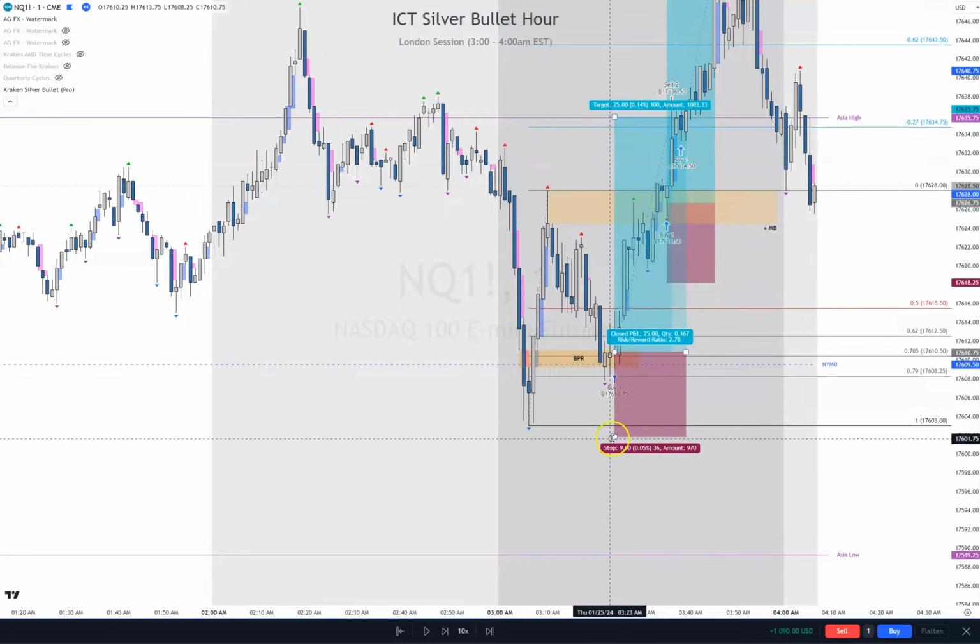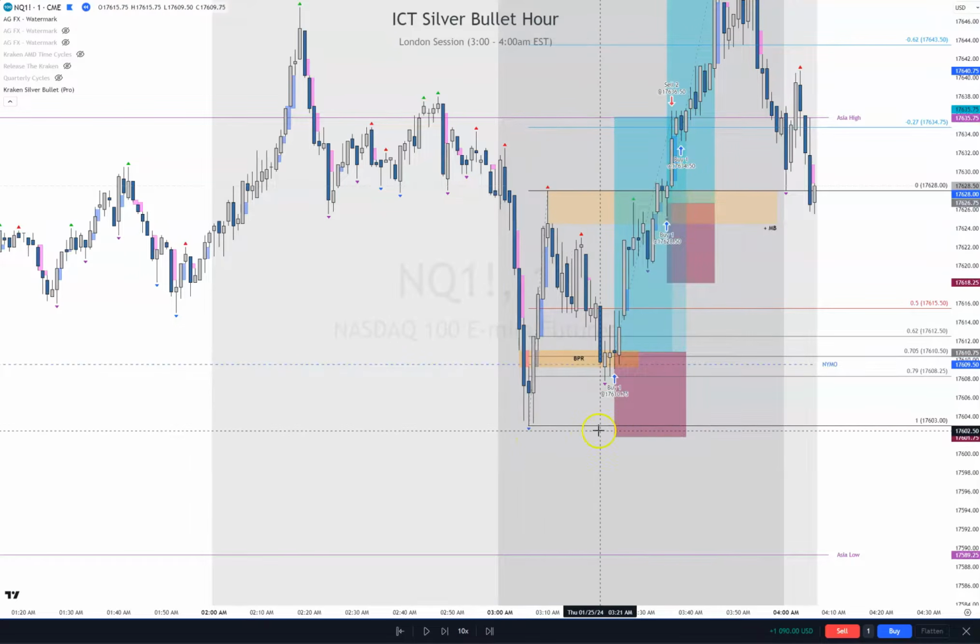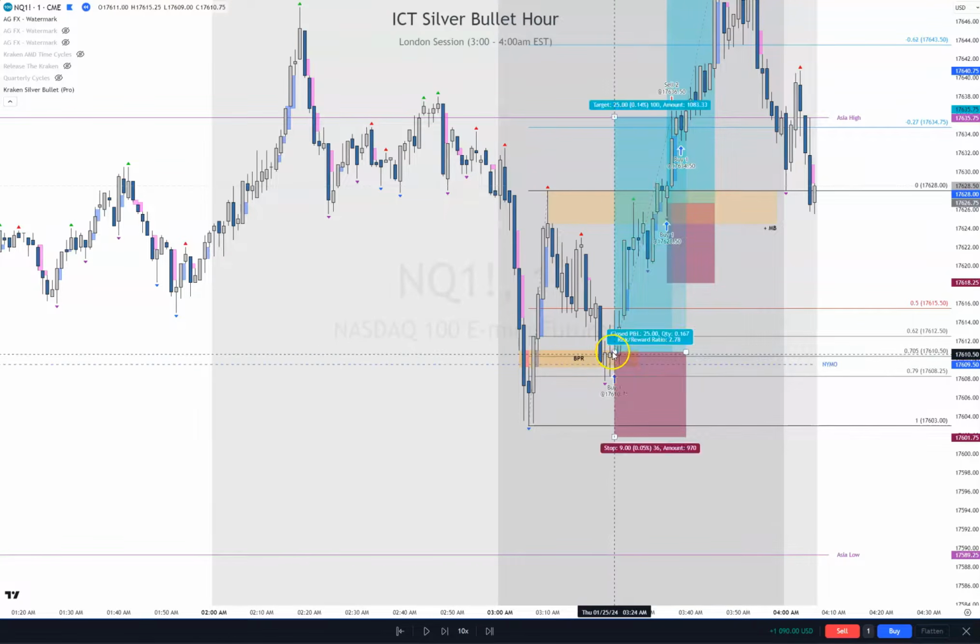And then my stop was reduced to 9 because it was below this low. And if it's going to take me out, it's going to take me out. But it stalled here. It's clearly having a reaction right here, clearly has a reaction why it's not going lower. So I took my order, where I'm aiming for 25 points, which is right at the Asia high.